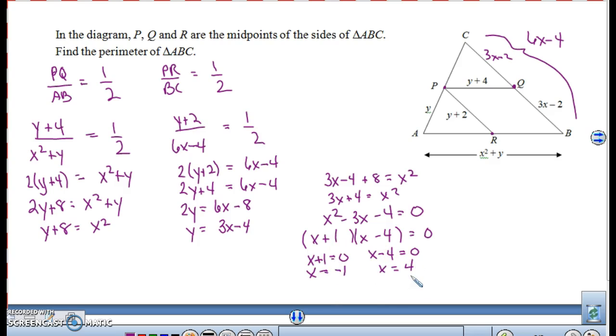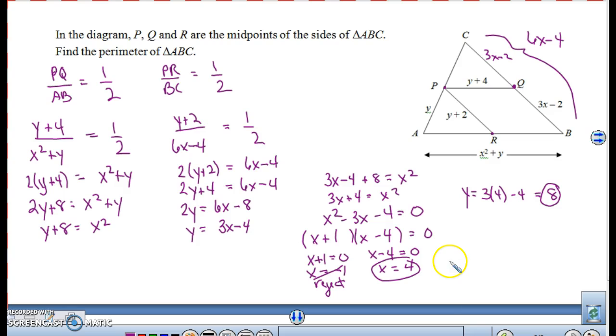Now, can we use x equals negative 1? Actually, no, because if you plug it into this one, it'll give you negative 5, and that's not going to work, so we have to reject this one. Okay, so we reject that one, so x is equal to 4. All right, so now I can find y. 3 times 4 minus 4. 12 minus 4 is 8. All right, so we know x is 4 and y is 8.